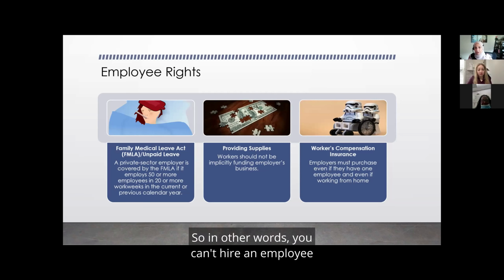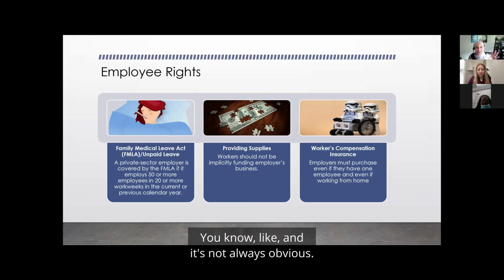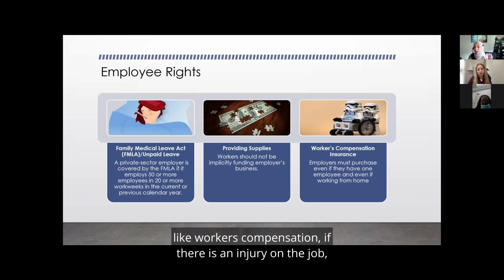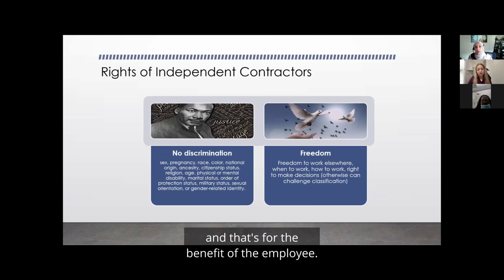So in other words, you can't hire an employee and then make them pay for your overhead, and it's not always obvious. It's subtle. Like if you hire someone to make a delivery and that's part of their job, and they're using their car and their own money to fill the gas, that's a violation of the worker's rights. Whereas an independent contractor uses their own supplies. And of course, like I said before, workers' compensation, if there is an injury on the job, you have to carry that insurance. And that's for the benefit of the employee.